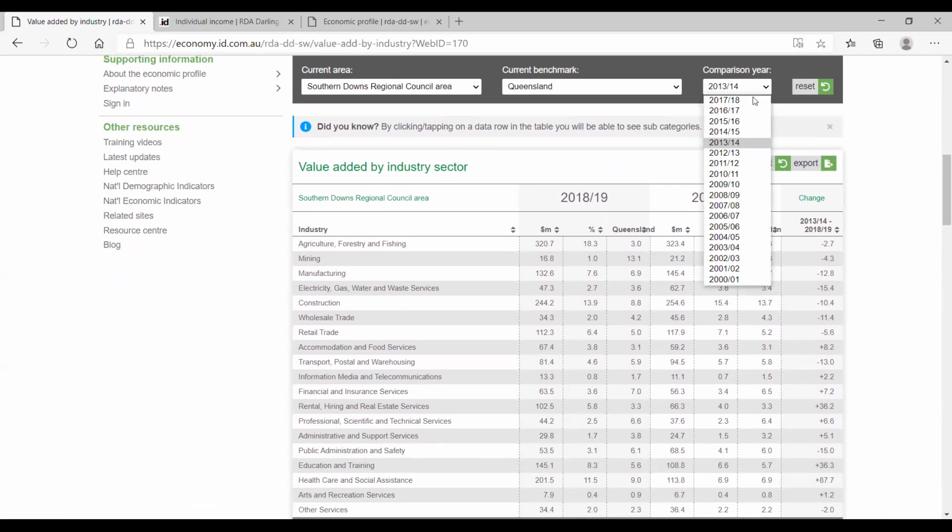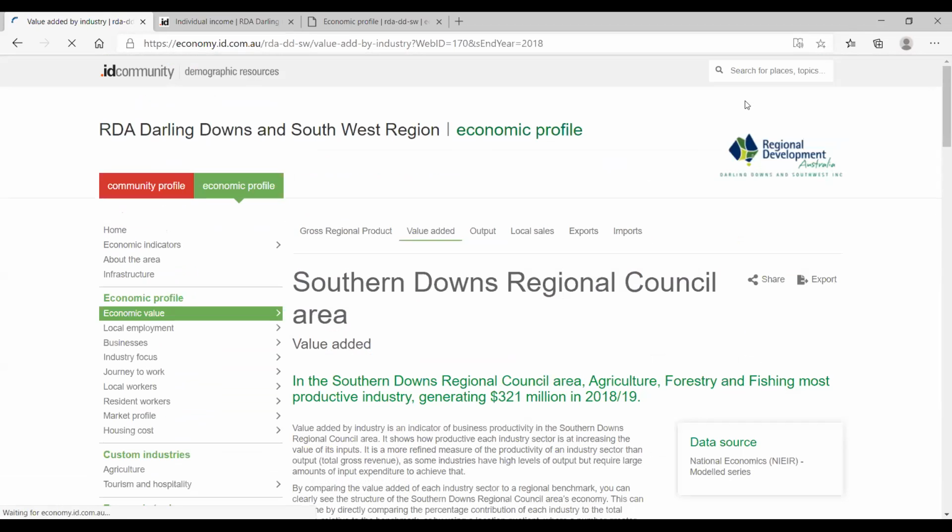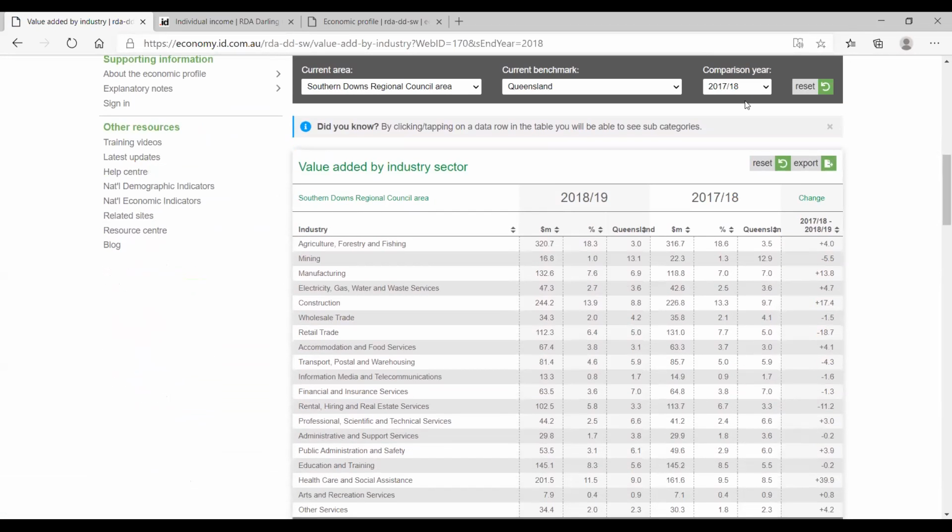The first thing I'm going to do is change my comparison year to 17-18 because I want to know what's happened over that previous year. So when your new data sets come in, the first thing that you guys are going to do next year is change that number to 18-19. Okay, so you're comparing over the previous year to say, well, what happened during that year?